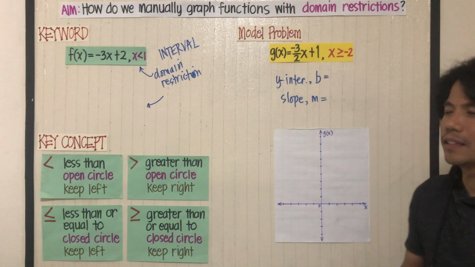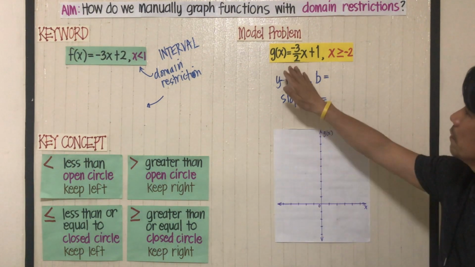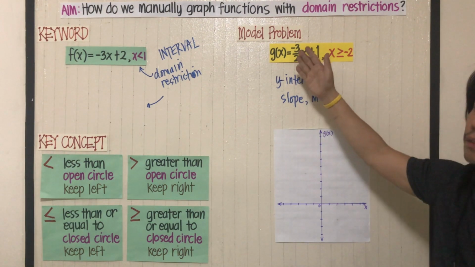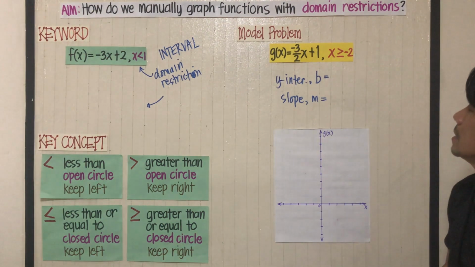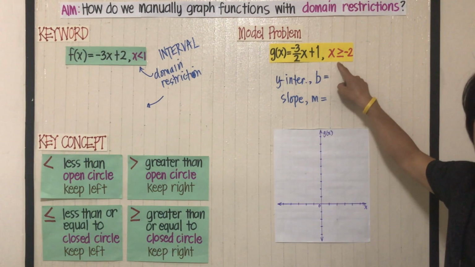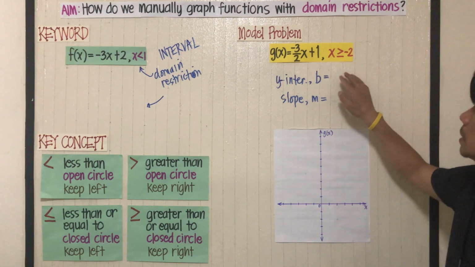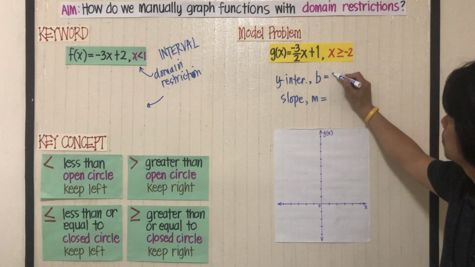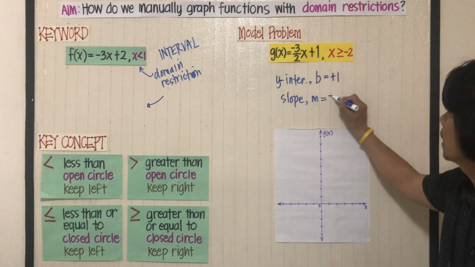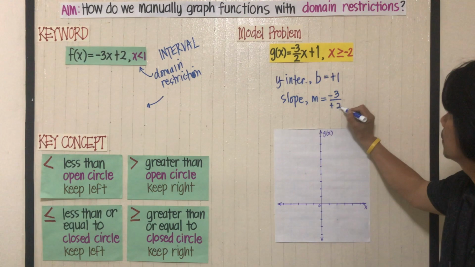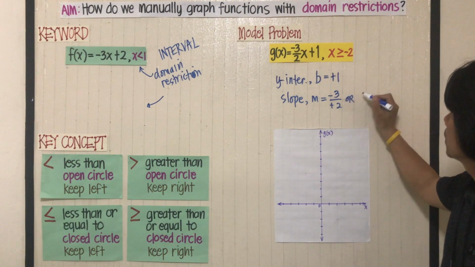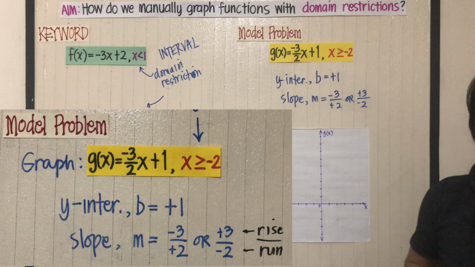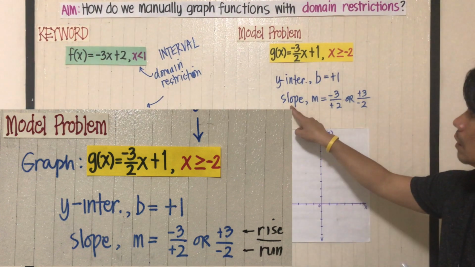Now let's do together the second model problem. It says g of x is equal to negative 3x over 2 plus 1, or negative 3 over 2x plus 1, with the restriction or domain restriction of x is greater than or equal to negative 2. Now let's go straight to the y-intercept, which is a constant, positive 1, and the slope is negative 3 over positive 2, or you can write positive 3 over negative 2. They mean the same thing. They will give you the same direction as you move along the slope.